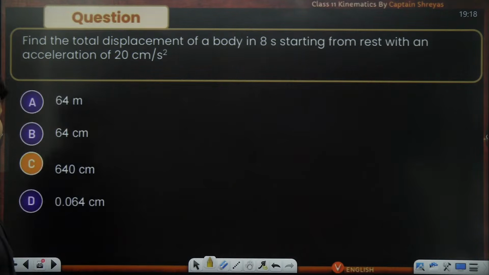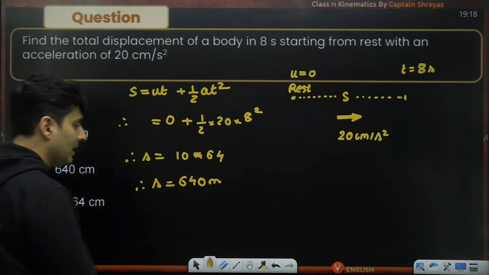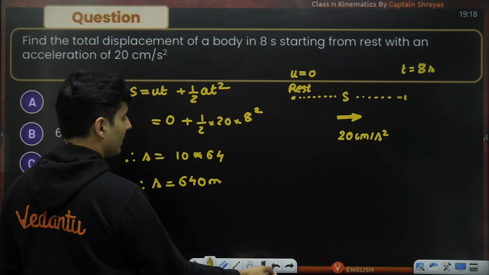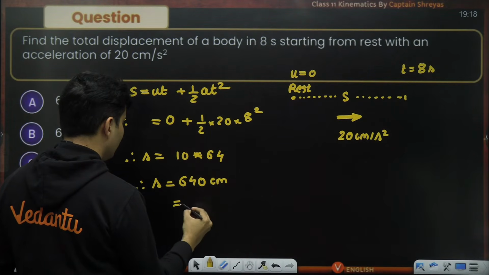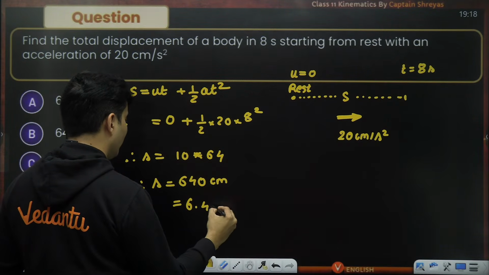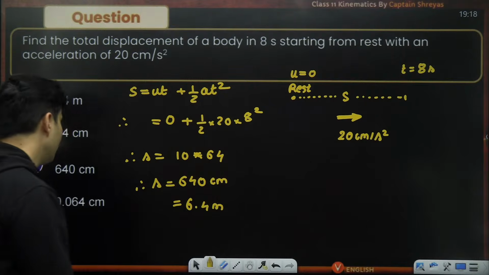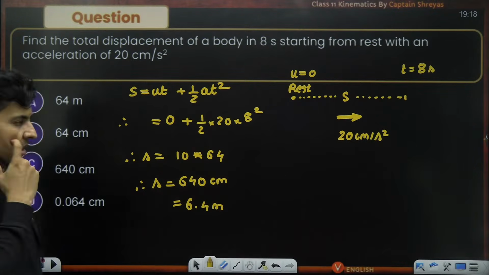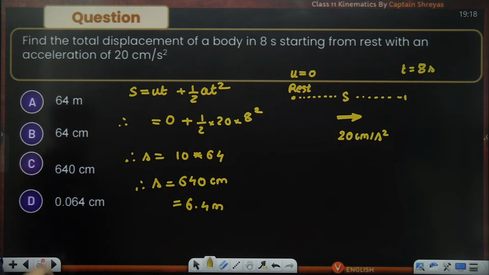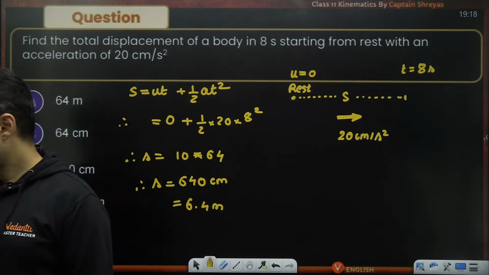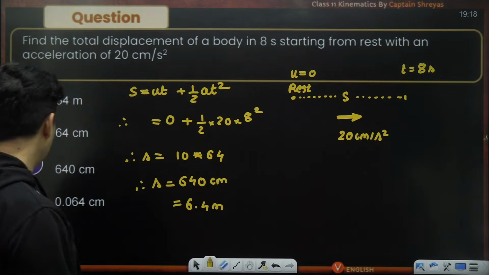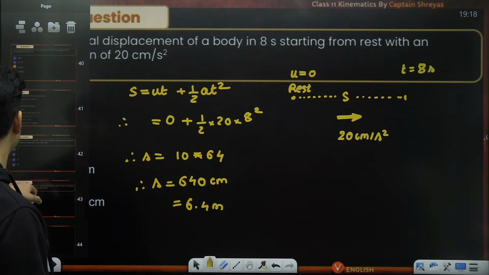So 640, sorry, not meters, it is centimeters, because everything was in centimeters over here. So this will also be in centimeters, which is 6.4 meters, by the way. If it was asked in meters, it will be 6.4, but it will be in centimeters, 640 centimeters. Is that right, everyone? Clear about this? Perfect. Shall we go ahead to the next question on your screen?